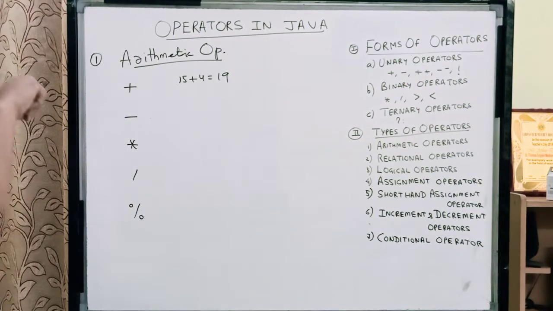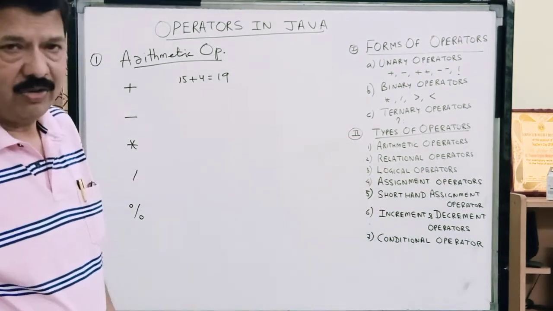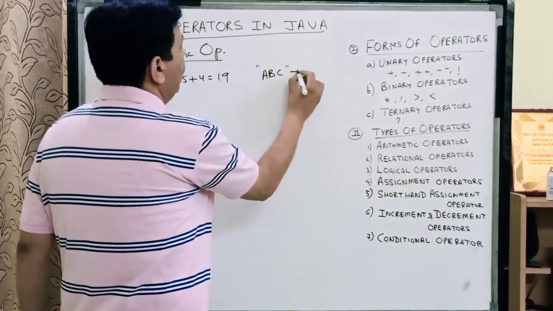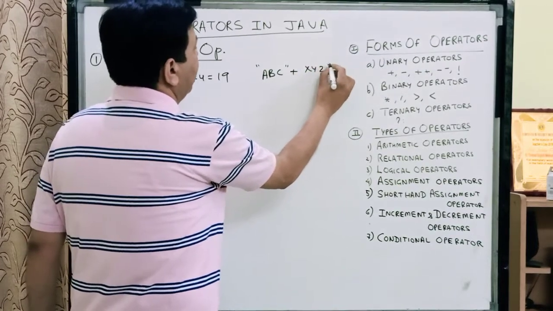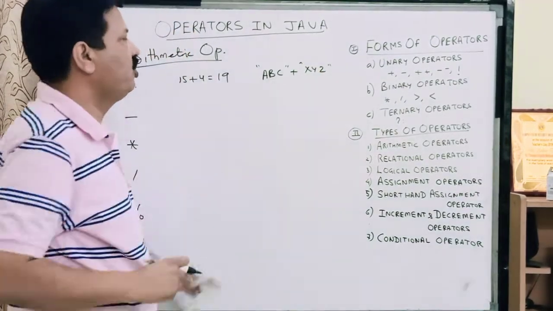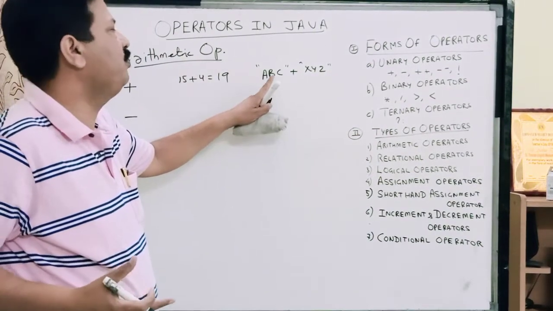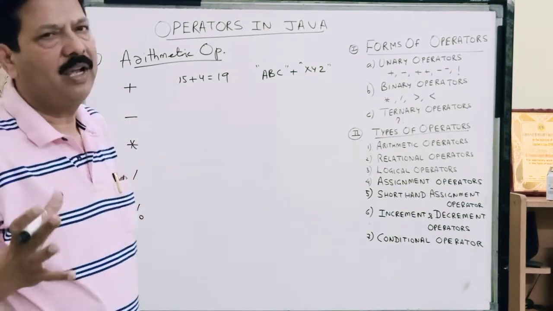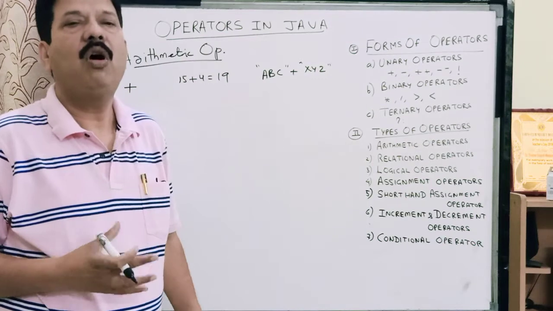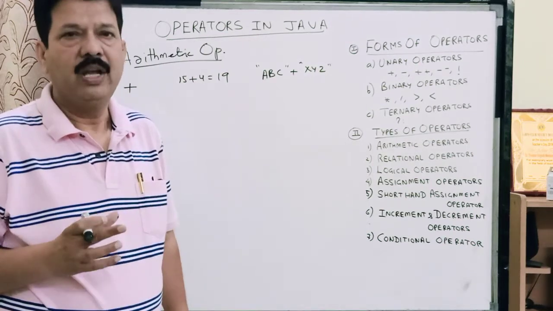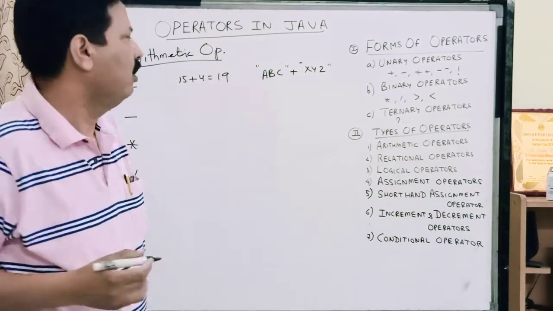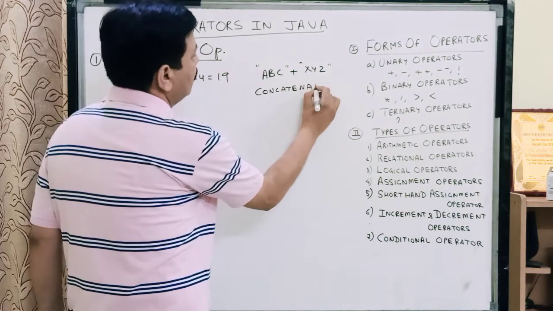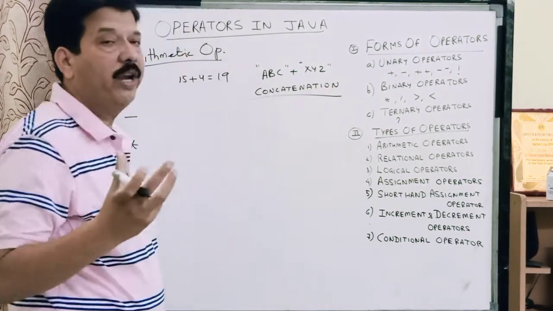But children, a plus operator can also be used with string values. Like for example, if I say ABC plus XYZ. So this operator can also be used with two string operands, or with one string and one numeric, or one numeric and one string. Then the task becomes different. Then it is doing the work of concatenation. So it is called concatenation. And children, concatenation means joining of strings.